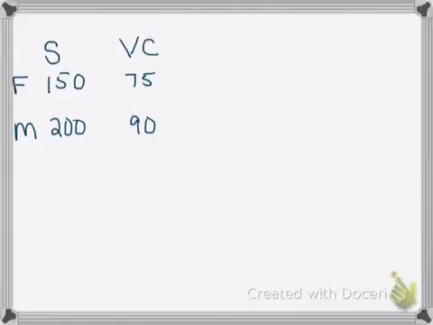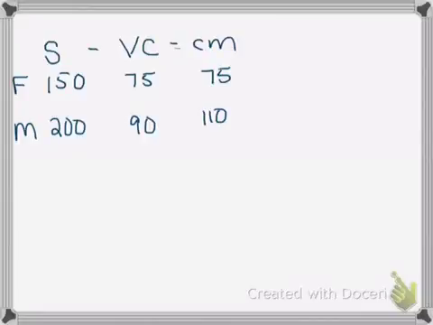Well, we know in our CVP analysis that sales minus variable cost equals our contribution margin. So the next part of this chart is going to be the contribution margin. So I'm going to take $150 minus $75, and that'll give me $75. I'll take $200 minus $90, and that gives me $110. So that is my contribution margin for F and for M.